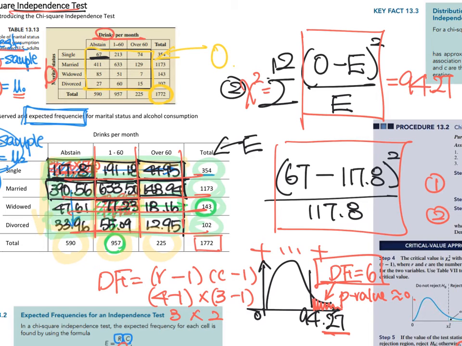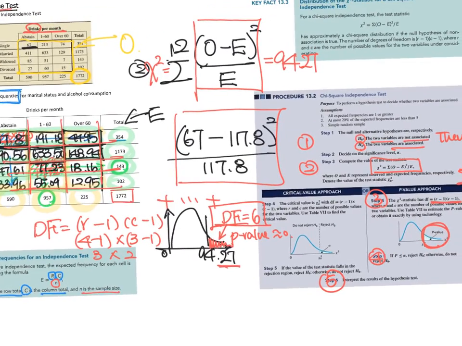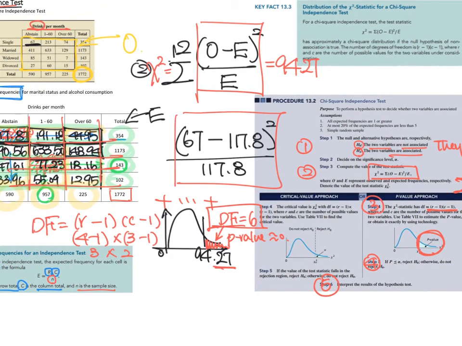Then finally, the decision will be to reject the null hypothesis, because the p-value is almost 0. Let me set alpha equal to 5%. Then we can reject the null hypothesis. So the conclusion will be the two variables are associated. They are related. The drinks per month and the marital status, there is a relationship.